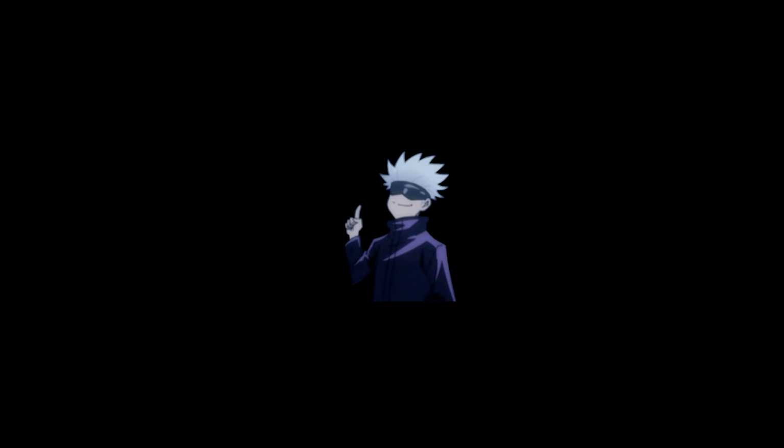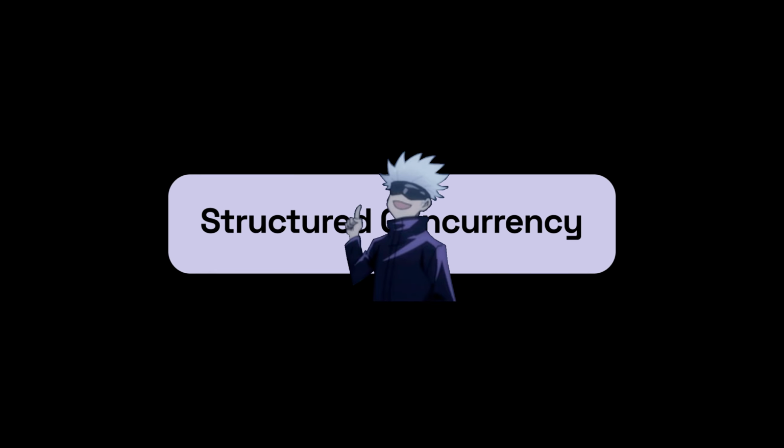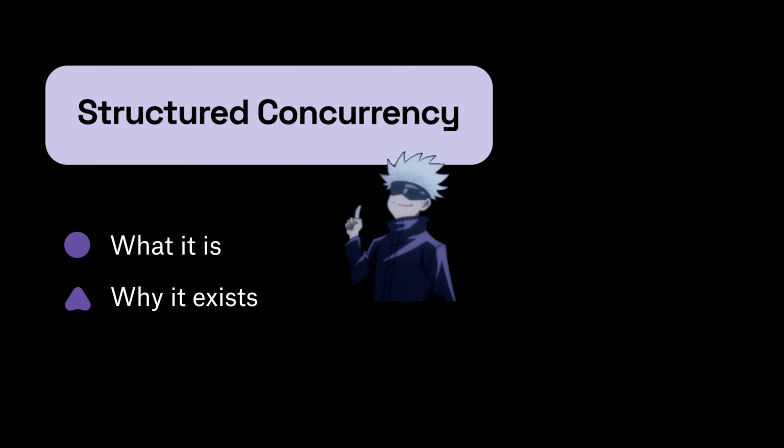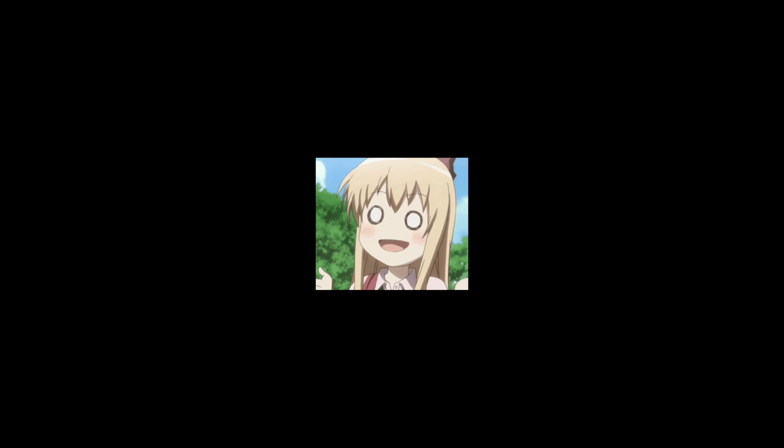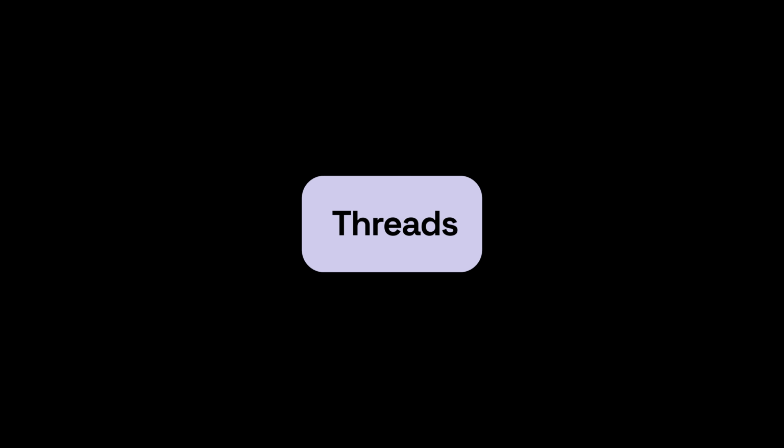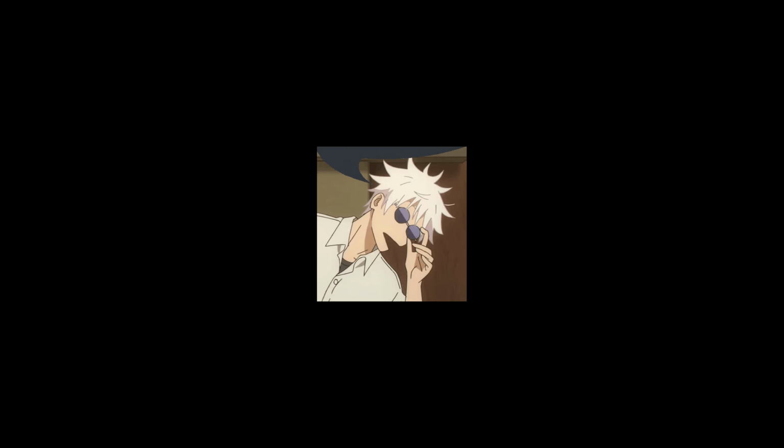In this series, we're going to explore structured concurrency, what it is, why it exists, and how Kotlin coroutines enforce it. But before we get to coroutines, we need to understand the problem they are trying to solve. So in this first video, we're going to talk about threads, the traditional way programs do concurrency, and why they quickly become inconvenient to work with. Once we see the limitations of raw threads, the motivation behind coroutines and structured concurrency becomes much clearer.